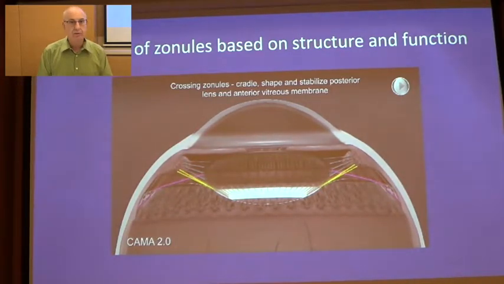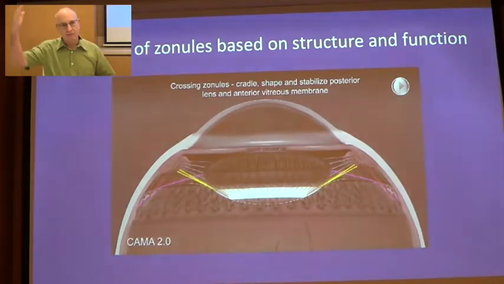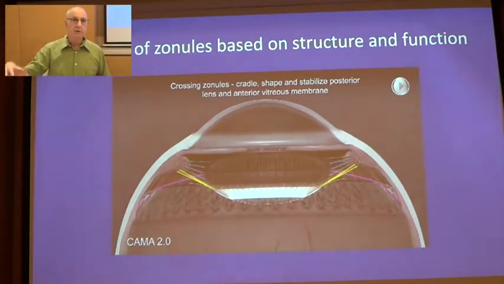The crossing zonules include two pathways. The anterior vitreous zonule, shown in yellow, and the posterior insertion zone to lens equator zonule, shown in purple. The crossing zonules prevent outside forces from displacing the lens. Think of a skier going down the mountain hitting the moguls. Something's got to keep the lens in the right place, and that's what these structures are doing.